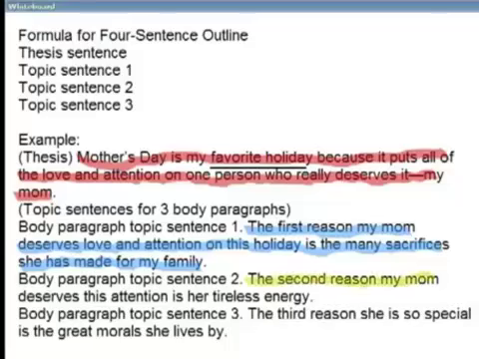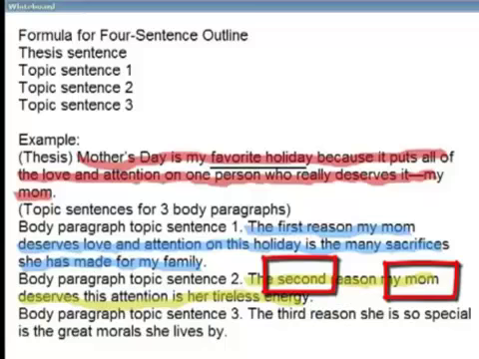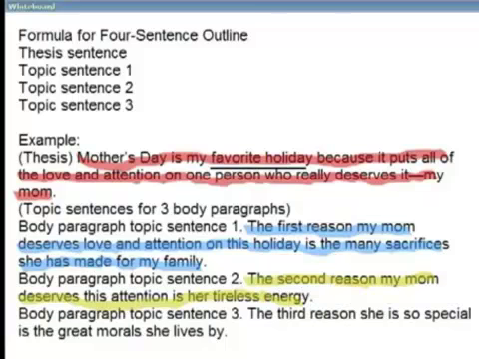Then there's a second reason. The second reason my mom deserves this attention is her tireless energy. And you notice the repetition of words like second, mom, etc. And then the third reason she is so special is the great morals she lives by. Okay, so there is your 4-sentence outline.